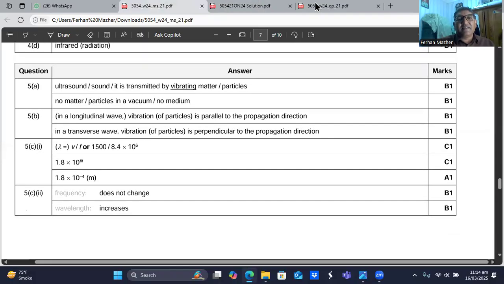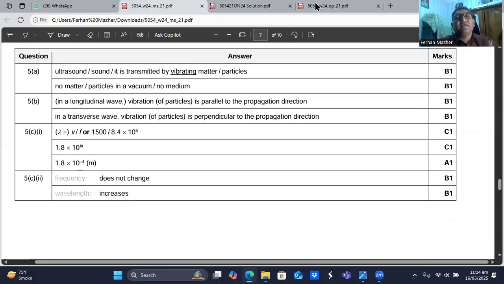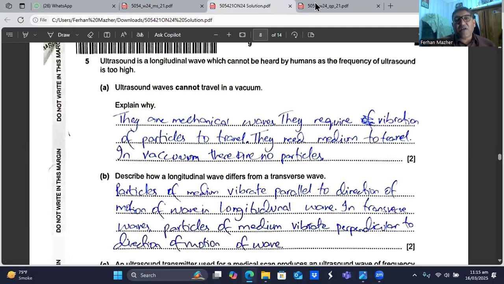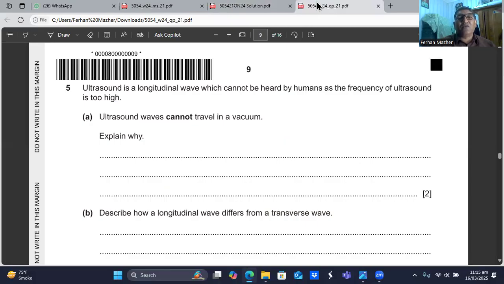Look at the marking scheme. The marking scheme says ultrasound is transmitted by vibrating matter or the particles. No matter particles in a vacuum, no medium. So they will not travel in the vacuum.